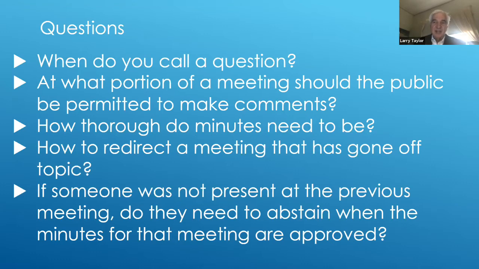How thorough do minutes need to be? The minutes, first of all, you do not record in minutes what is said. You record the decisions that are made. An exception to this, and this happens in the county that I live in, is that the open meeting laws require the clerk to record the debate. Because the Oregon statutes supersede the bylaws and the parliamentary authority, that's what the county clerk must do.